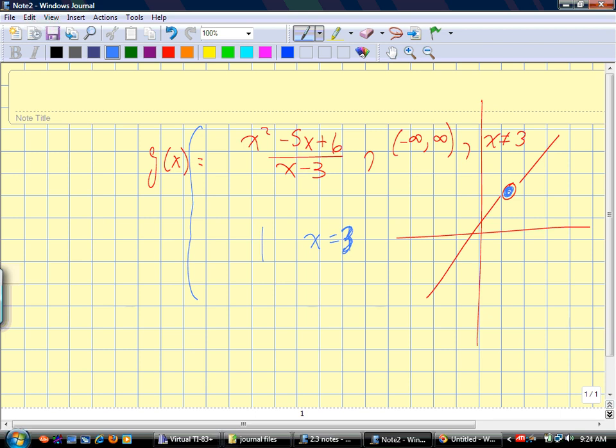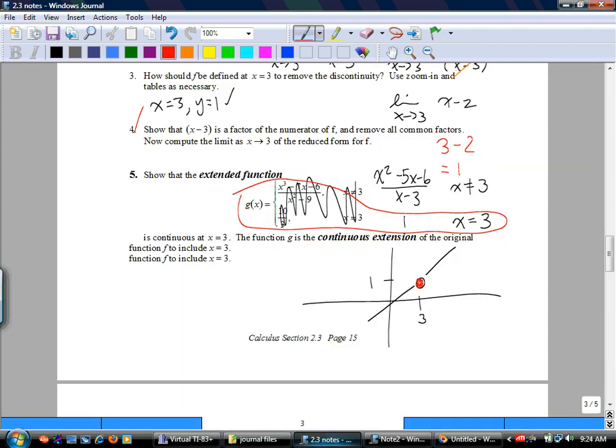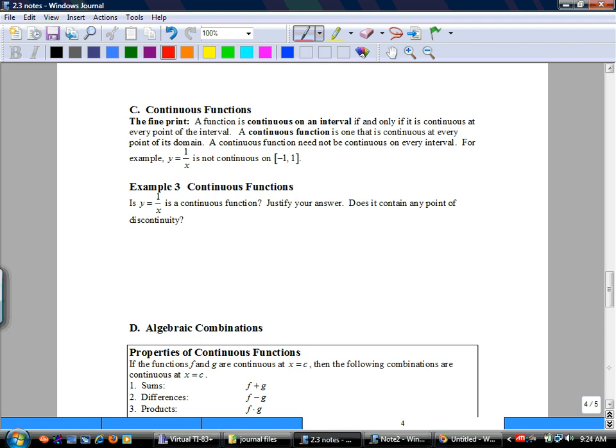Are we good now? Sure. You need to think about that a little bit, I think. Okay, keep on going. Here we go. The fine print. Some more fine print.